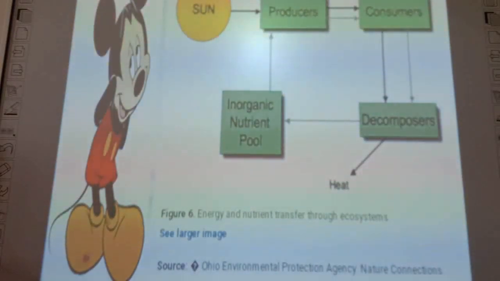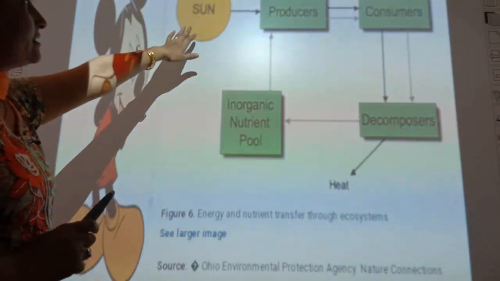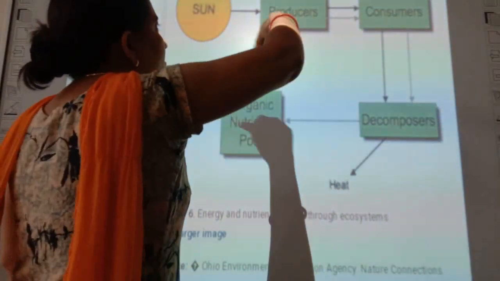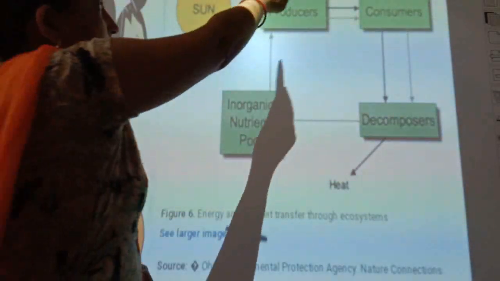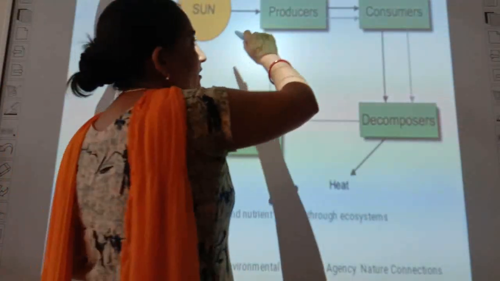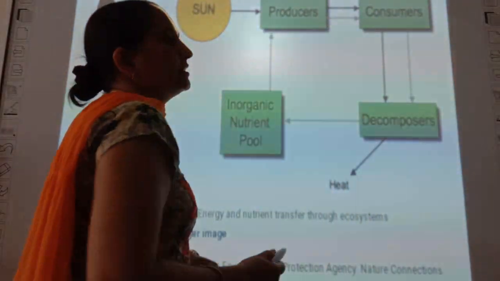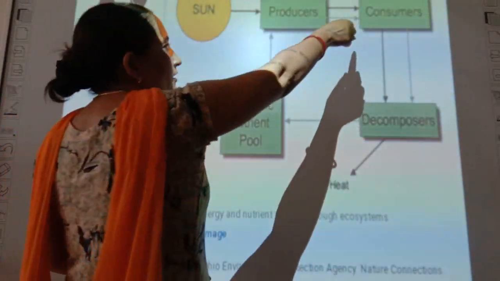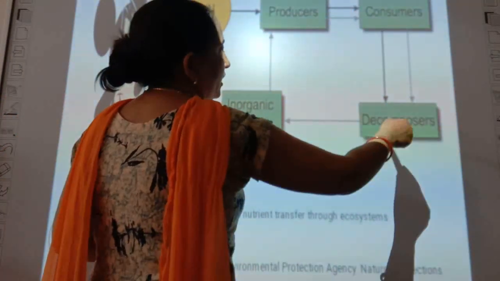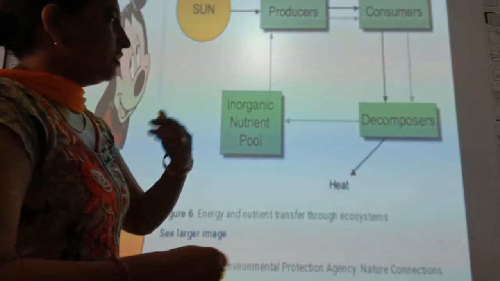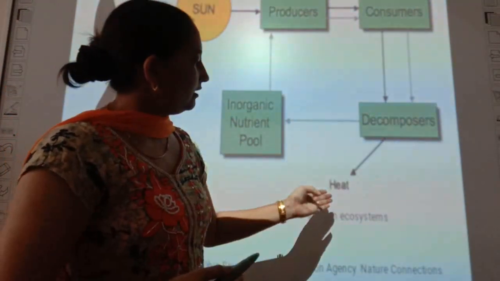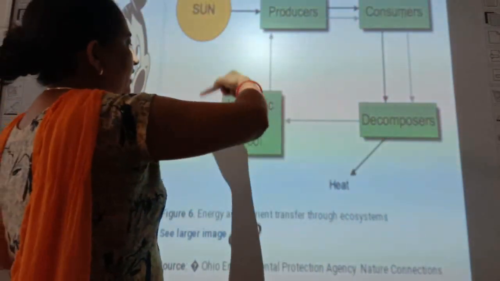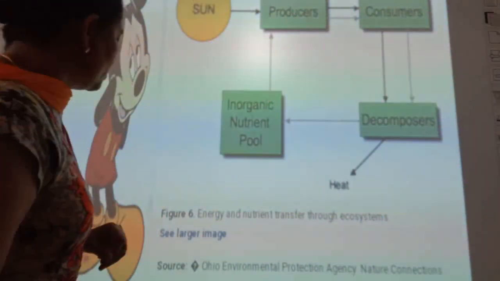Next, here energy is coming from the sun and it is used by the producers, and some energy escapes as heat energy. Then further energy is consumed by the consumers, and some of their energy escapes as heat. Then the consumers' energy is also used by the decomposers, and some of the energy is lost by the decomposers also, and the nutrient pool is formed, and again nutrients are used by the producers.